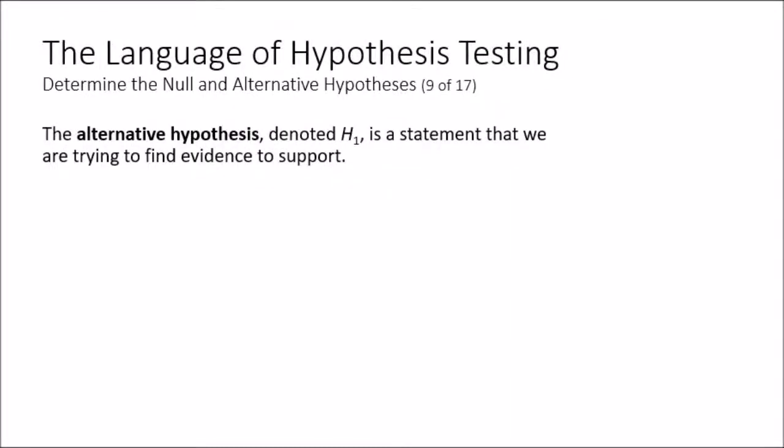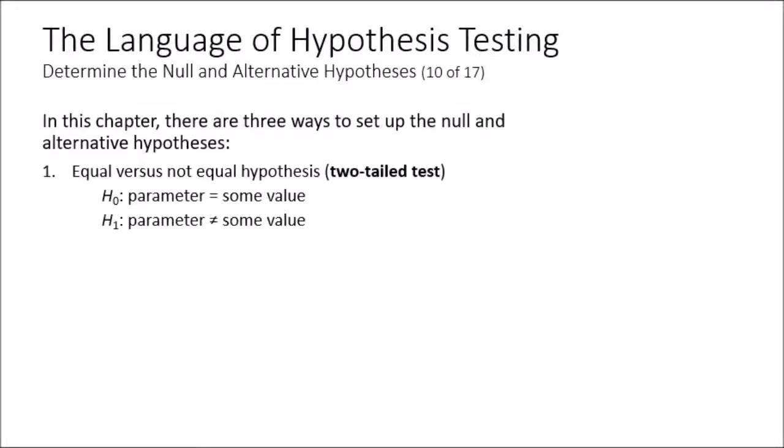The alternative hypothesis, we will use the notation H sub 1, is a statement that we are trying to find evidence to support. So that will be our claim, whether we claim that the parameter has increased or decreased, or it is different, or it's not the same. So all of those claims need to be tested, and this is exactly the alternative hypothesis. Sometimes you will see that we use the notation H sub A to indicate the alternative hypothesis.